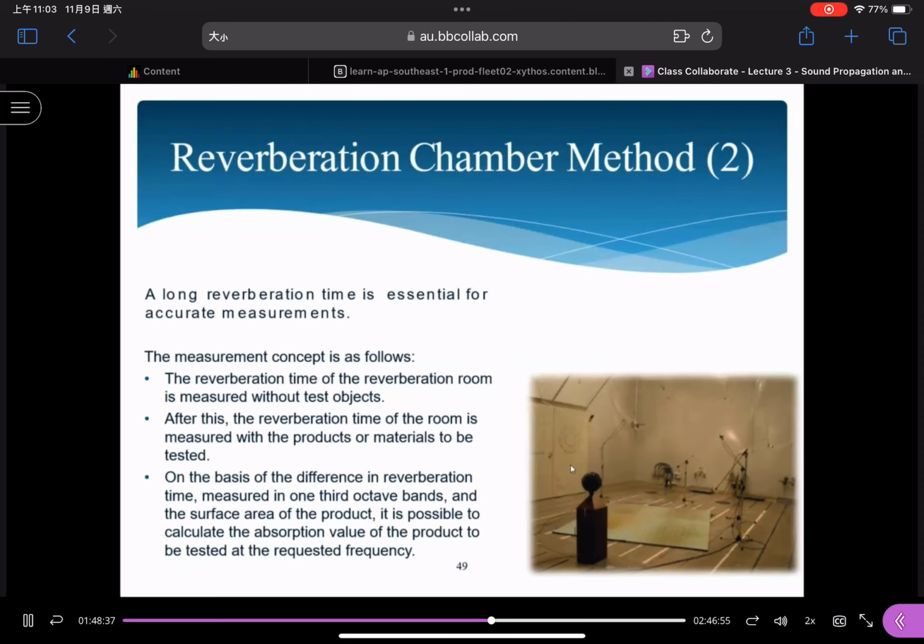This is the standard setup. We put the testing material on the floor, and then we can check the absorption coefficients of that material. The working principle is so simple. We just make use of the reverberation time. The procedures are listed here.